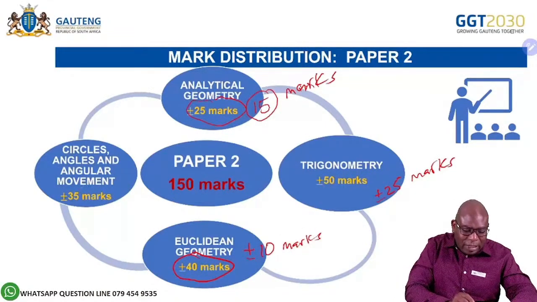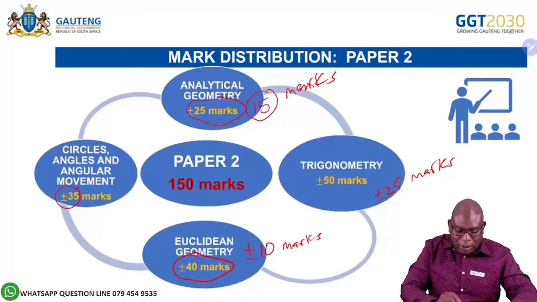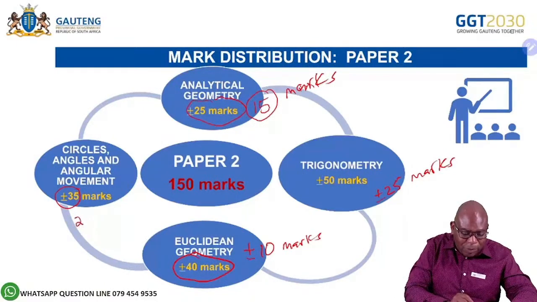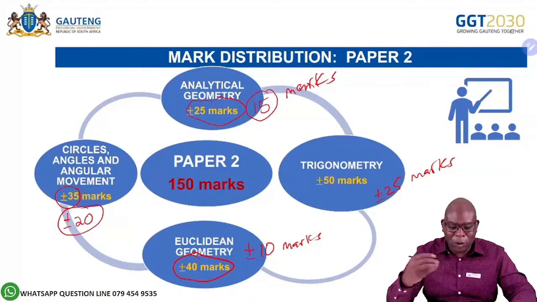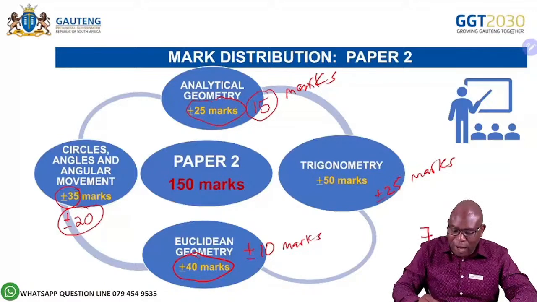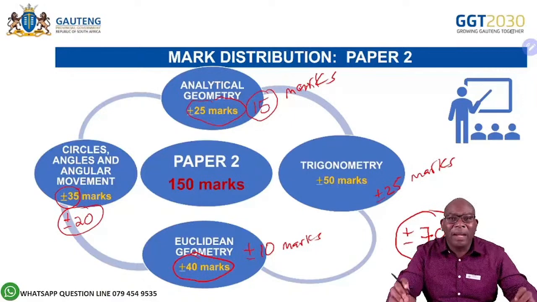In circles, angles, and angular movement, this is a measurement. The measurement is also there. So here, at least if we can target plus minus 20 marks, because there it's formula and substitution. So we can target that. So in total here, we target 40, 50, 60, 70 marks. So if I can target plus minus 70 marks in paper 2 as my minimum mark.